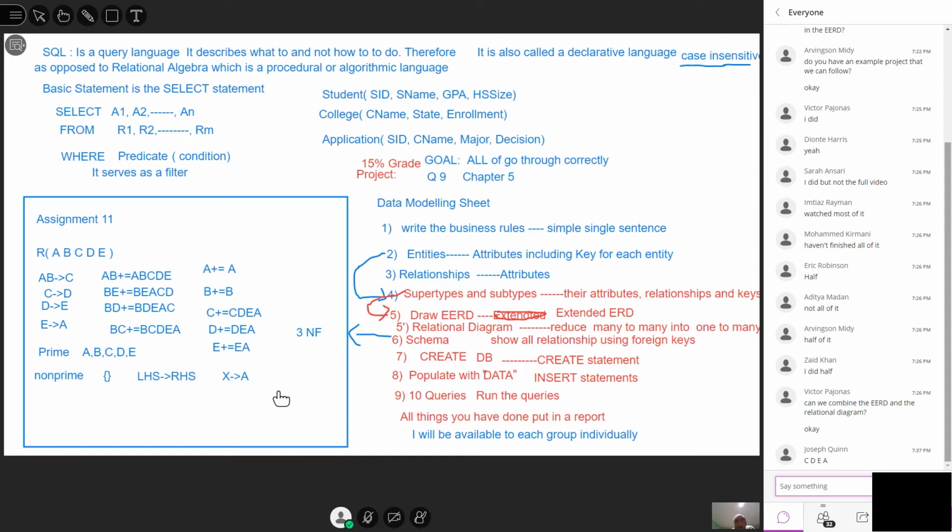Now, what about Boyce-Codd normal form? Every left-hand side must be a super key. You only have to show one violation: C functionally determines D, and C is not a super key. You don't have to say D, E, and all that. When you are trying to disprove something, you give one counterexample and stop. Don't waste your time.